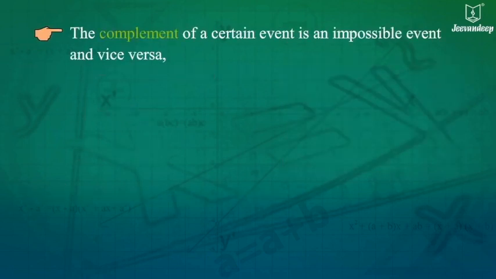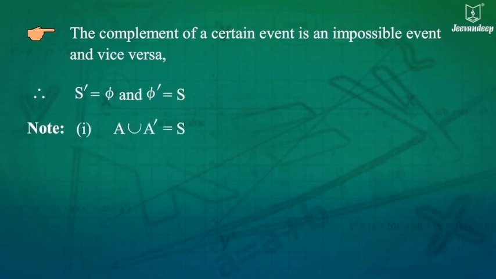The complement of a certain event is an impossible event and vice versa. Therefore, S dash equals phi and phi dash equals S. Note: A union A dash equals S. A intersection A dash equals phi. The complementary set of A dash equals A.